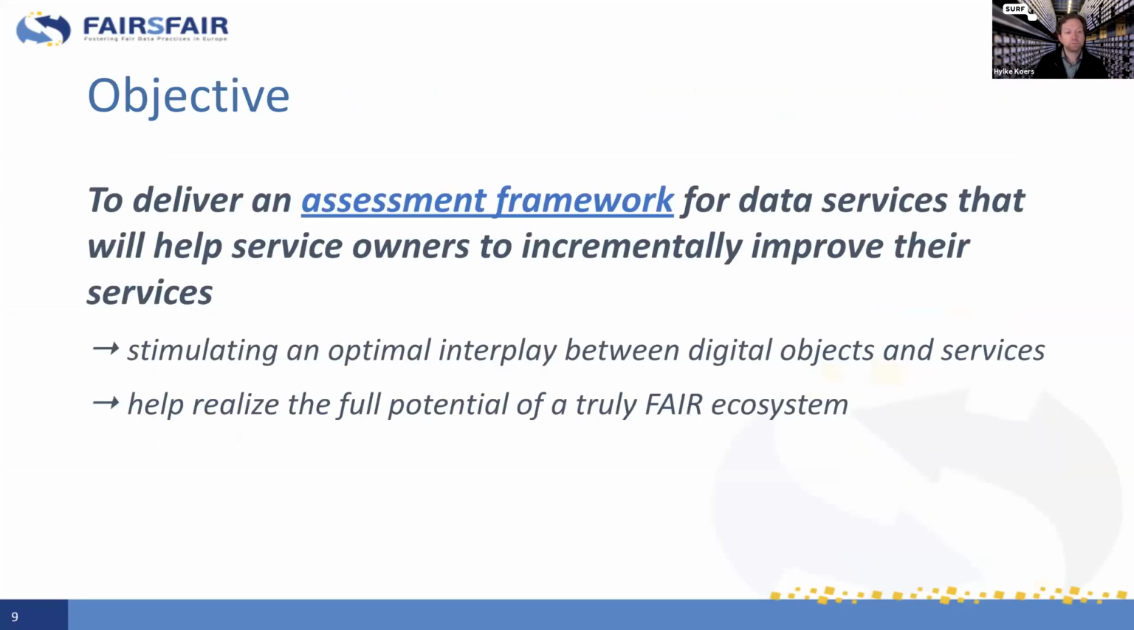So that's the objective that we have formulated as task 2.4 in the FAIRsFAIR project, to deliver an assessment framework that can help data service owners to incrementally improve their service and really drive towards that optimal interplay between FAIR digital objects and services. And in doing that, help to realize the full potential of this FAIR ecosystem, or maybe, again, in other words, have a really nice sounding FAIR symphony.